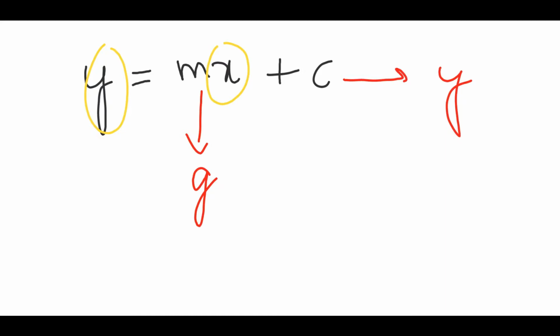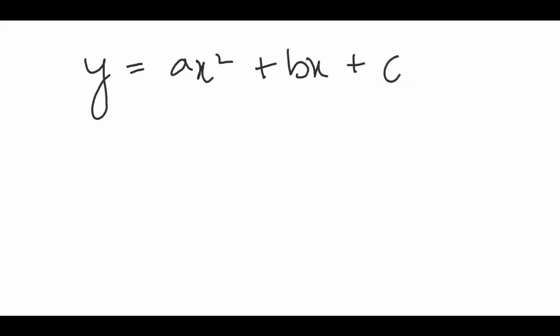So moving towards our quadratic equation, it is in the form of y is equal to ax squared plus bx plus c. What really is a quadratic equation? A quadratic equation is an equation that has one term in x squared. Also, this quadratic equation has three constants that are a, b, and c.